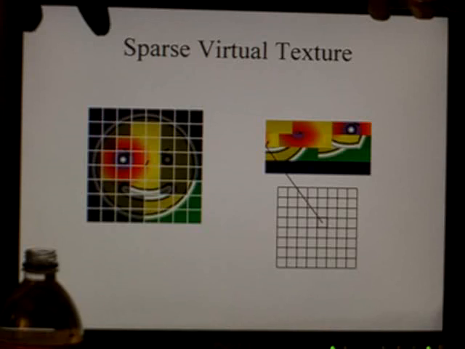The virtual texture on the left is not very useful. Oh, I just wanted to point out, hey, that's all the samples I need to fill in, and I'm not going to talk about the gray area yet. I'll come back to it.